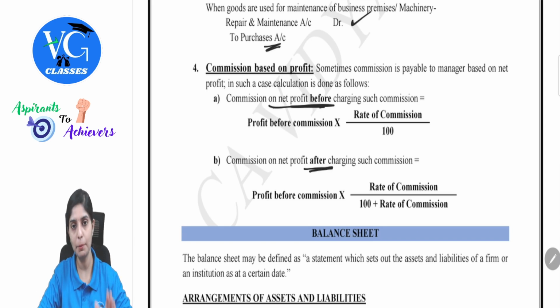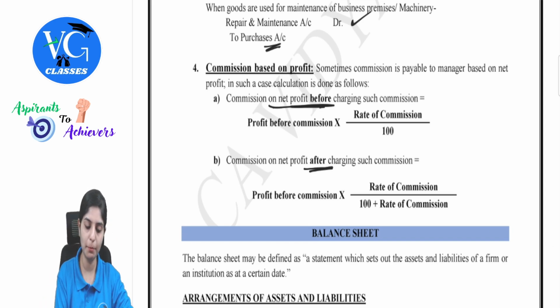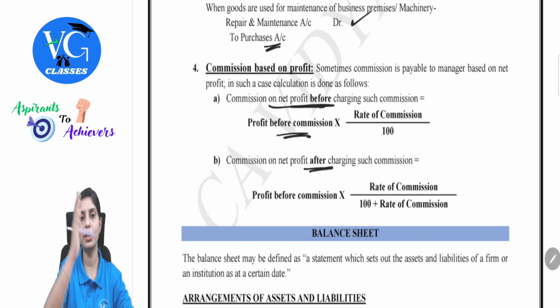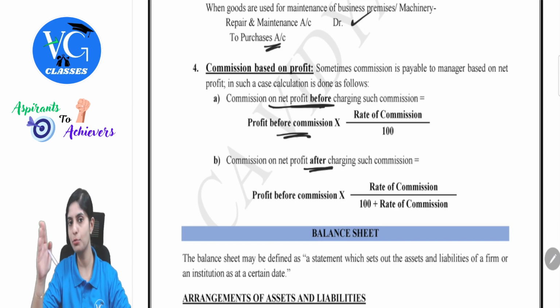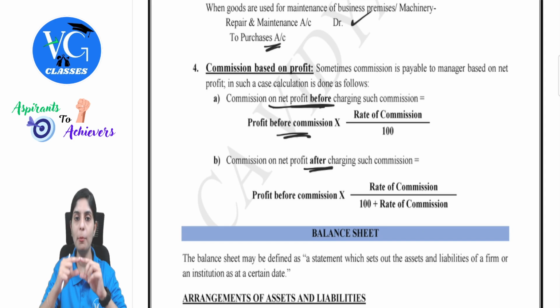If it is commission before charging, so at that point of time, how do we first calculate the commission? Profit before commission, that is whatever expenses or incomes you have recorded, we will take all of those into consideration. Normally, how we calculate profit, we will arrive at that value. This would be before commission because now itself you're calculating commission. Multiply it with rate of commission divided by 100. This is if it is before charging commission.